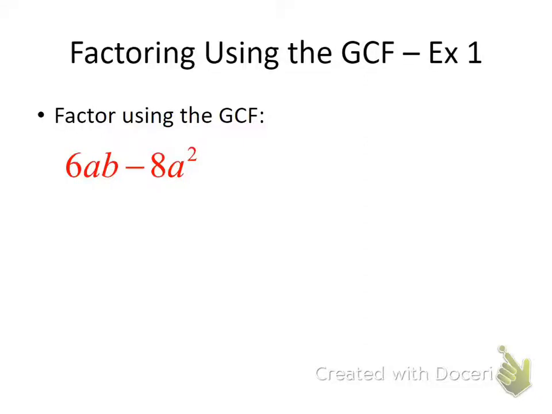Factoring using the greatest common factor, example number 1. So it says, find the GCF, which is greatest common factor, then use an area model to factor the expression. So we have 6ab minus 8a squared. Does this look familiar to you guys? 6ab minus 8a squared? We just factored that in our opener, right?